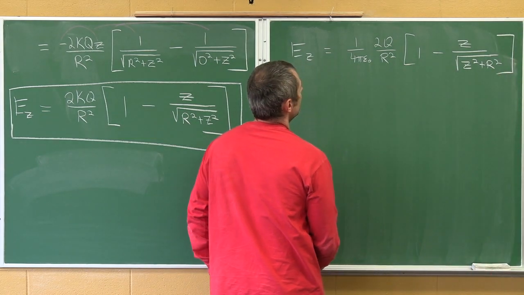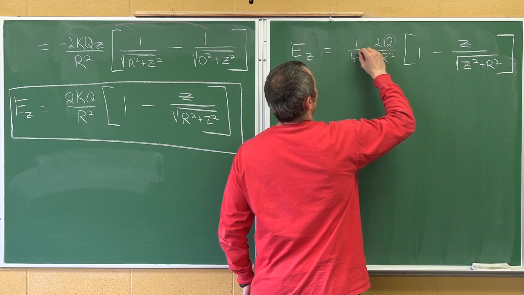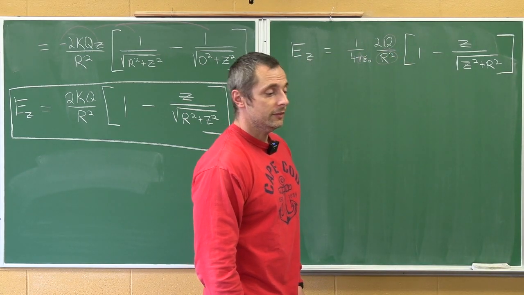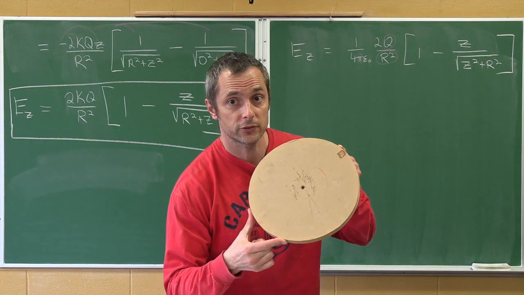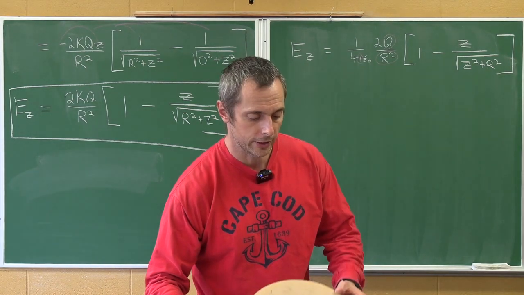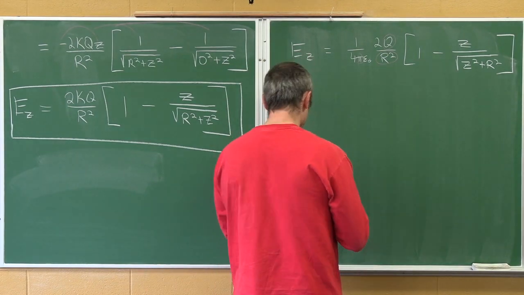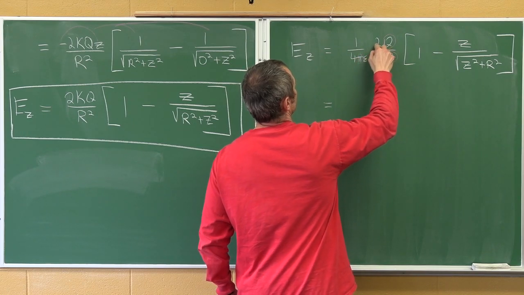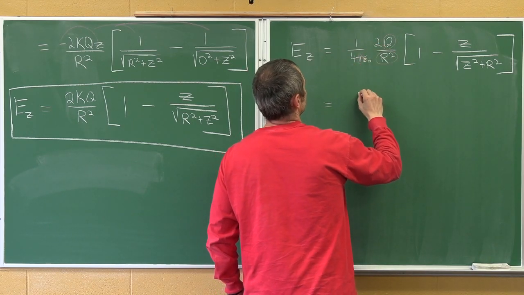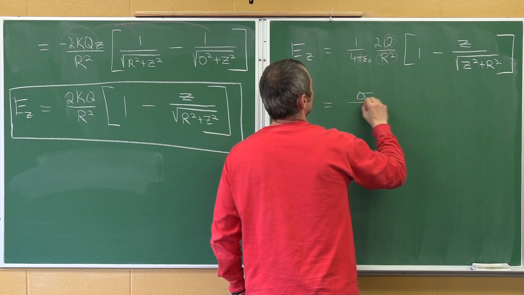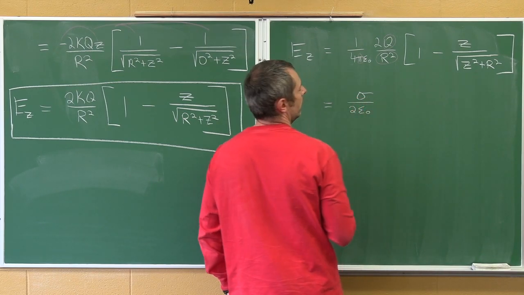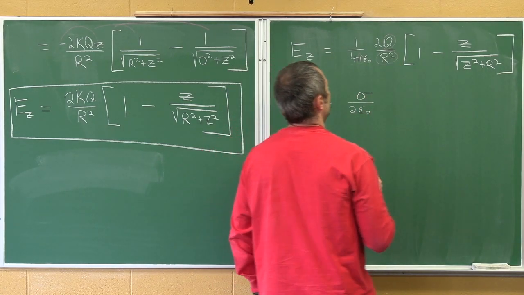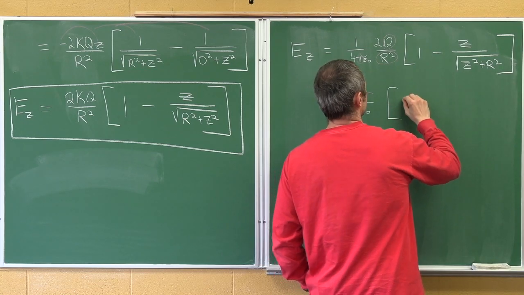Now, this Q and this pi and this r squared are sigma, the charge concentration on this disk. Total charge over total area. And so what I'm going to do is rewrite the formula yet again. First of all, this becomes sigma on the top over 2 epsilon 0 is all that's left if I replace these with sigma. And then I have this.